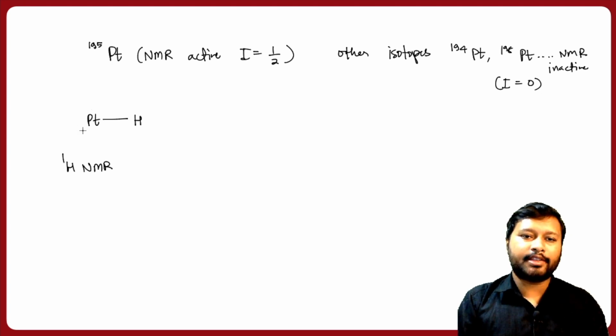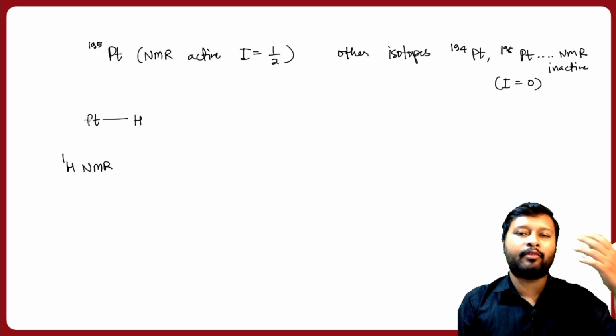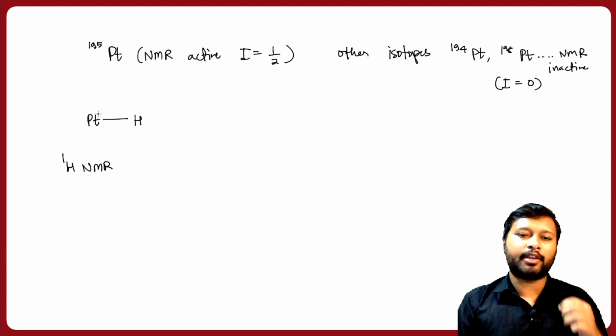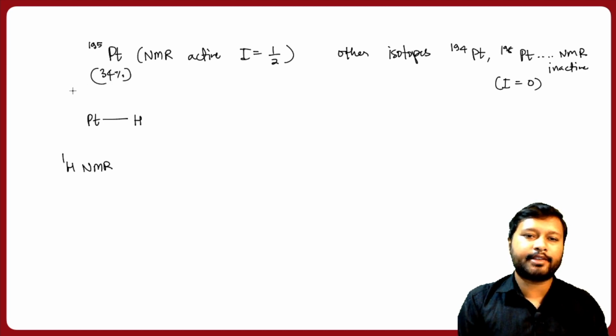Now see, this platinum over here is not specified as to which platinum it is. That means here you are going to have all the types of platinum. It will have platinum 194, 195, 198, all the isotopes of platinum will be present over here depending upon their abundances. So let's say that platinum 195 has 34% abundance.